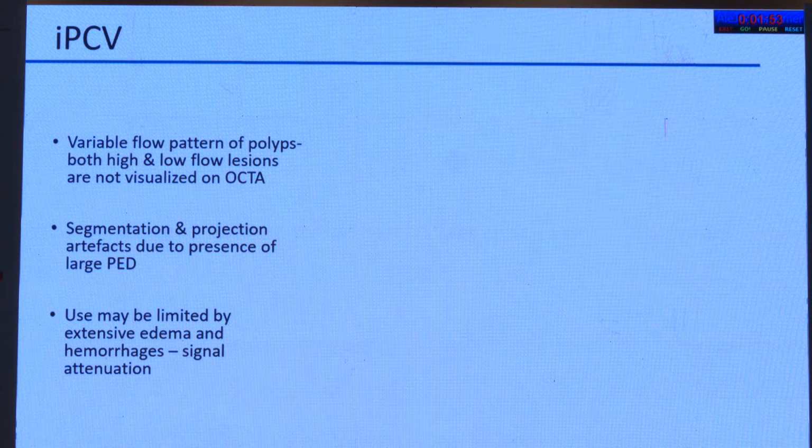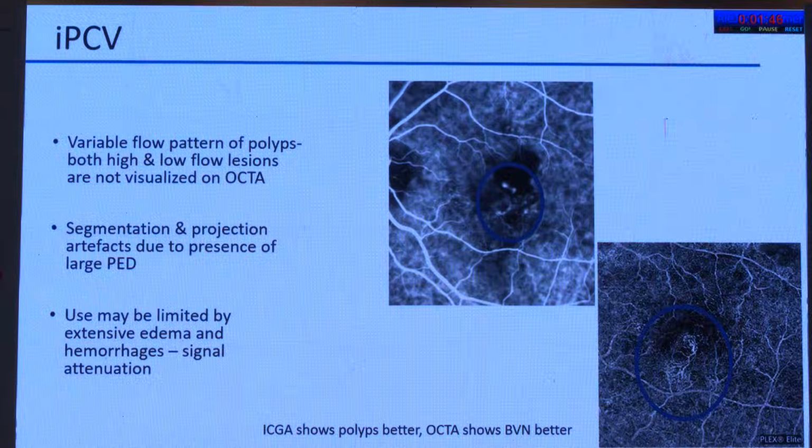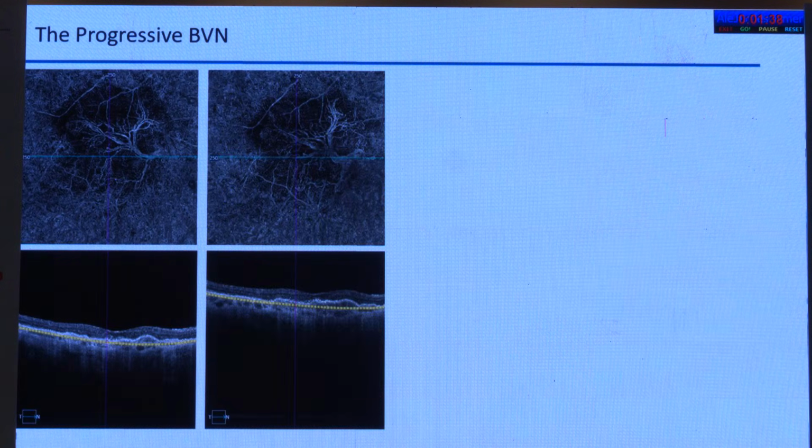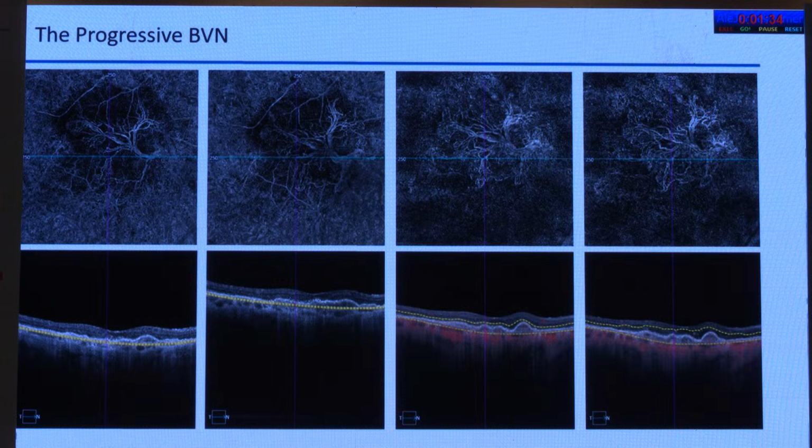IPCV, I still feel, is not something that should be diagnosed on OCTA. Because they are low flow lesions, I think it is safer to say that ICGA is probably the better modality to pick them up, but you can pick up BVNs better on this. But then what do you do about this? This lady has been on a treat and extend plan for the last many years at 2 monthly, but you see the BVN is still increasing, and there is no fluid over there. So maybe OCTA will one day redefine the way we treat and extend in these kinds of BVNs.